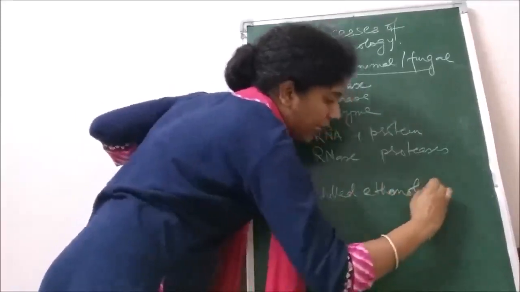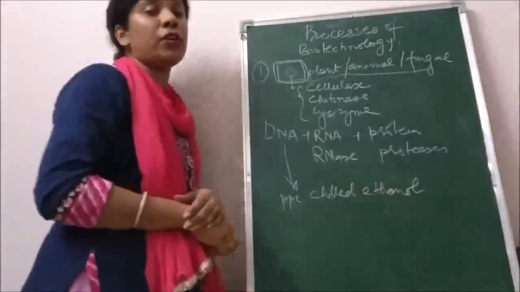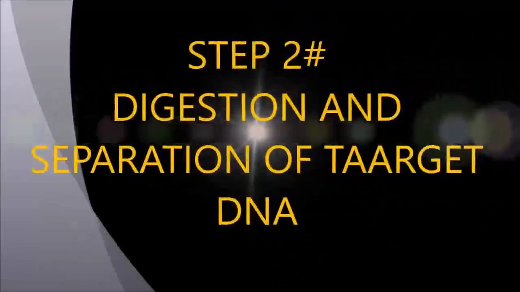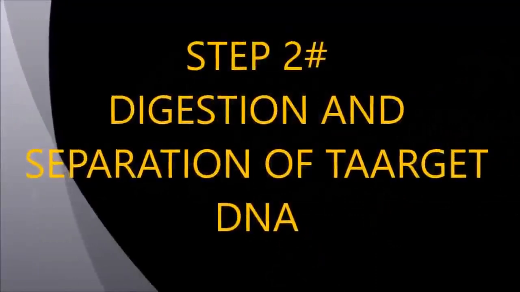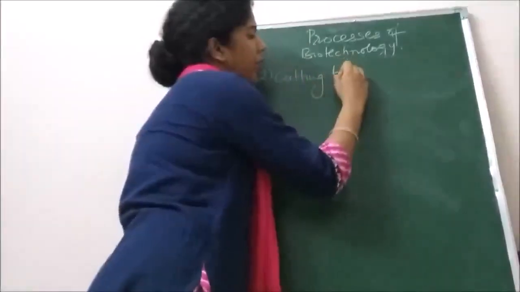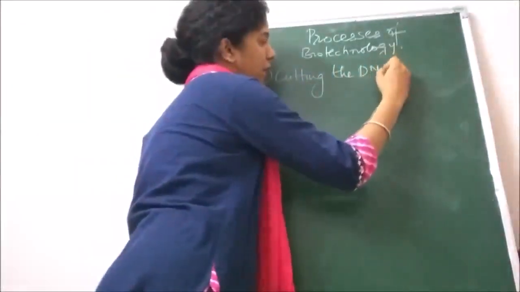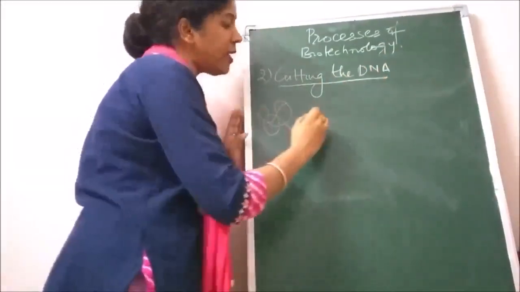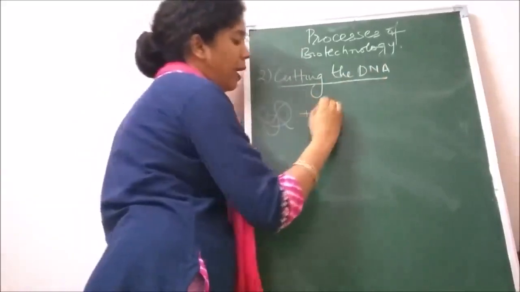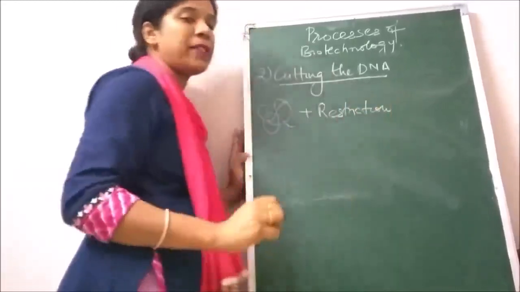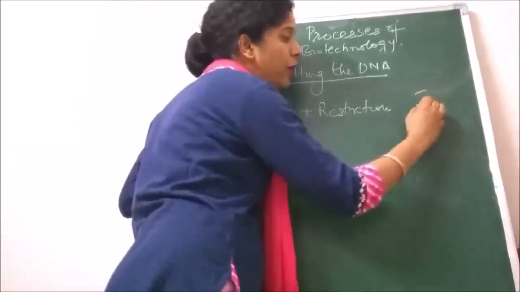And now this DNA is cut with the help of the restriction enzyme, which is the second process. The second process is cutting the DNA at specific points. Cutting the DNA with the help of the restriction enzyme is done very specifically. Whatever DNA you have got in the previous process is going to be cut with the help of the restriction enzymes, which cut the DNA at very specific points into various small fragments.